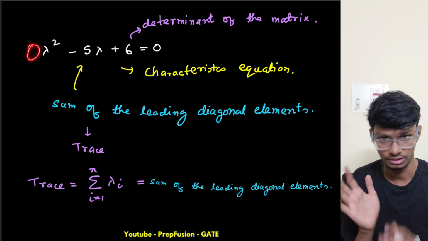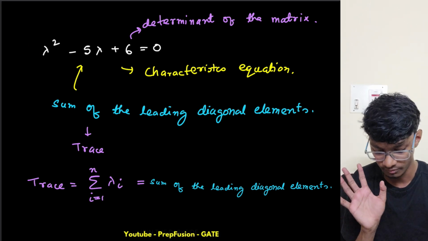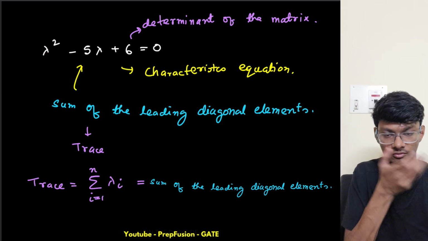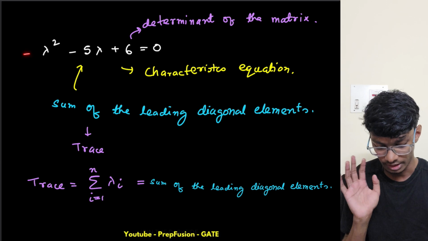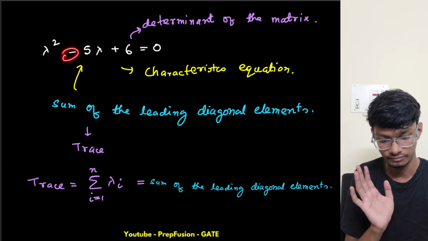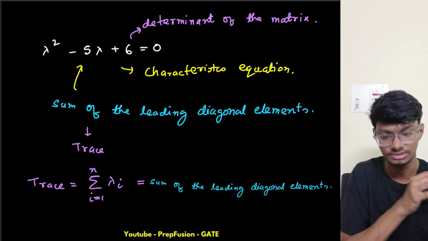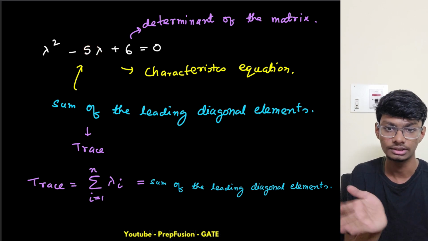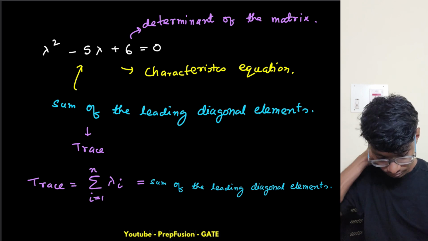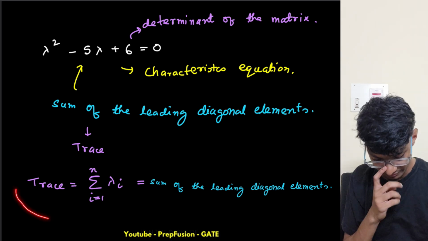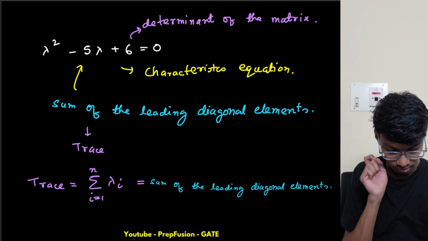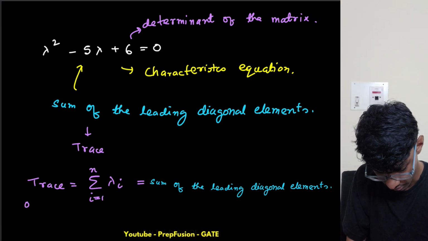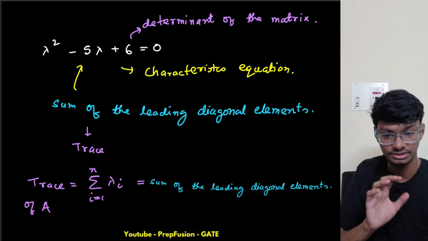From the start, if it is a third order, what will happen? The lambda cube will start with plus. I will explain in the next example for a 3 cross 3 matrix. Start will be plus, then I will go to negative, then a plus. The sign will keep on interchanging for each term. We will understand it better in the next example for a 3 cross 3 matrix. So yeah, that is the definition of trace of A. This is trace of A. Okay, so this is basically the definition.